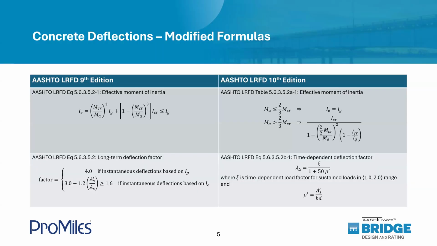I'll go back. On the left-hand side, we see the deflections based on the LRFD 9th edition. On the right-hand side, it's for the 10th edition. The formulas are not that much different. They're both based on the ratio of cracking moment to the service 1 moment. And then there is also a change in how time-dependent deflections are calculated. There is this lambda d factor now that comes from the ACI 318 code.